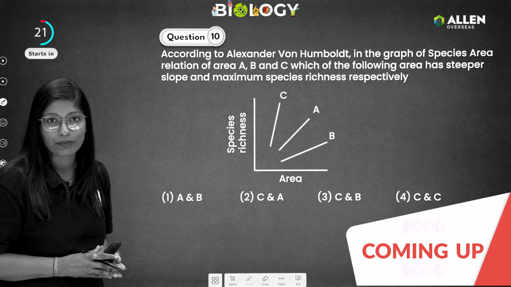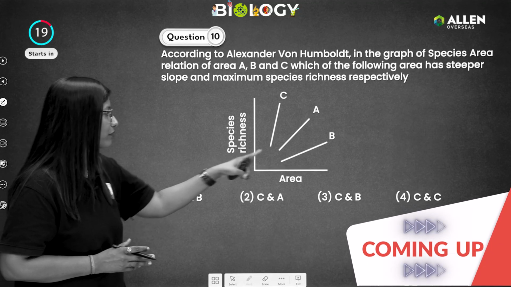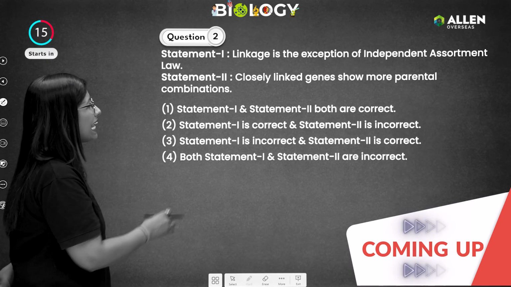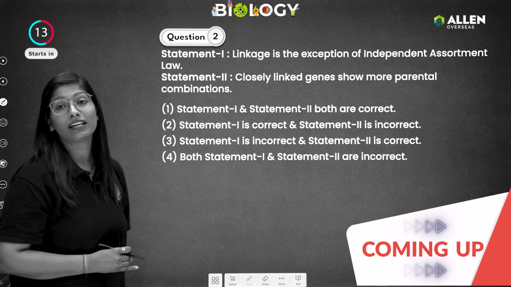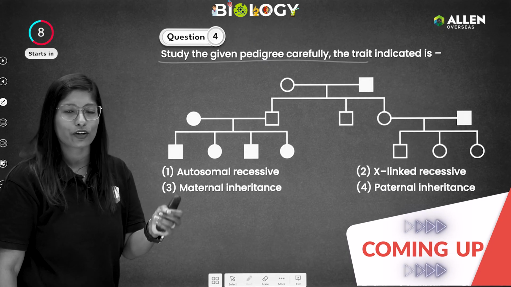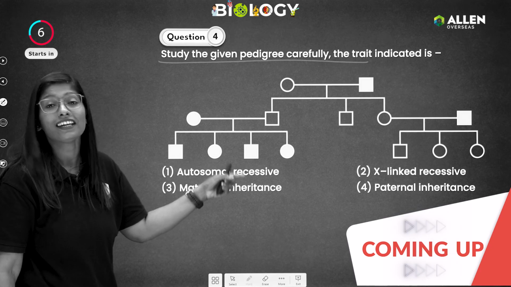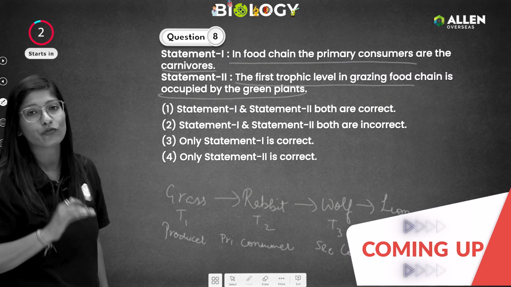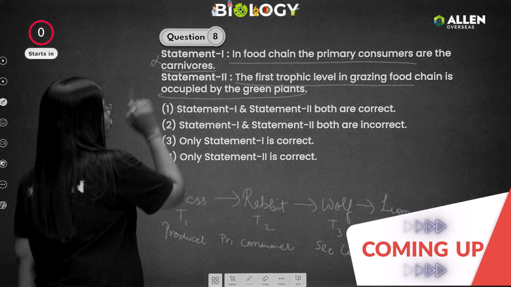This graph was also very important, and in this particular graph they have given you three different lines. So here statement 1 says linkage is the exception of independent assortment. Now you all must be knowing that the character for paternal inheritance is that the character is strongly consumer, you find a herbivore, not a carnivore. So this statement is wrong.